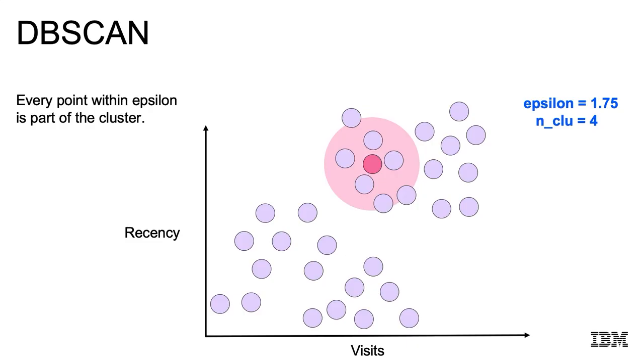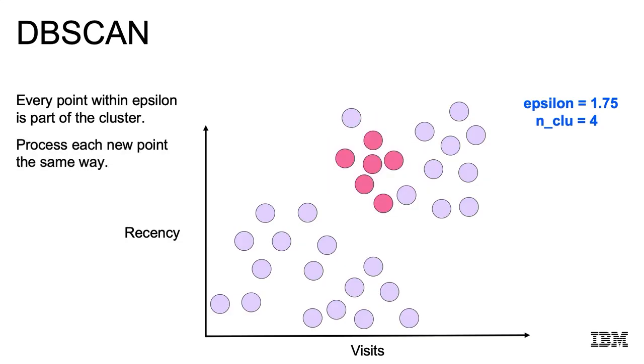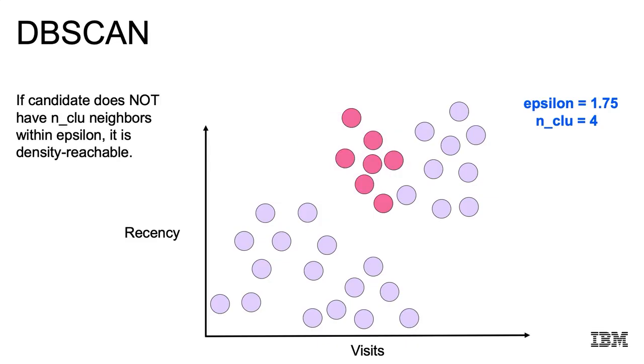So every point within that epsilon is going to be part of our first cluster. And then we process each new point in the same way. So we move on to our next point here, and anything within that epsilon radius gets included as part of that cluster. And we keep moving along.